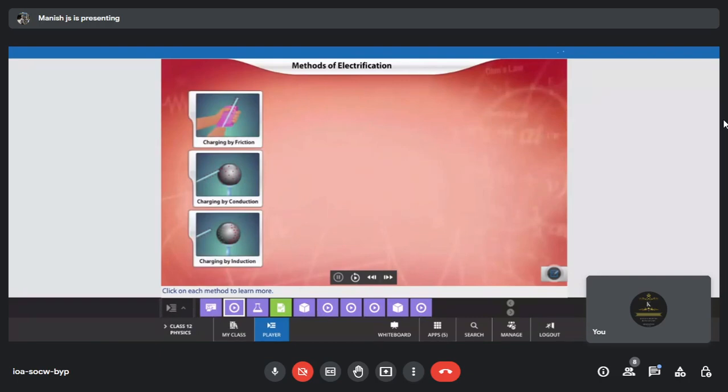Now we are going to go to the next two modules. Let us see them one by one: charging by conduction, followed by charging by induction. So first we will see the conduction method.